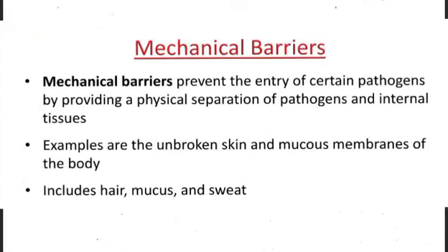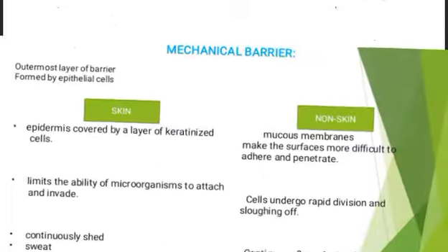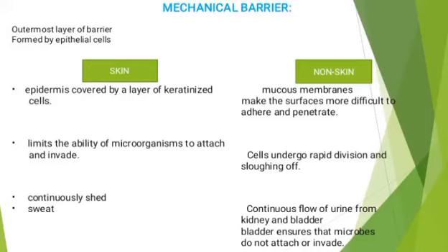What are mechanical barriers? The barriers that prevent the entry of certain pathogens by providing a physical separation of pathogens and internal tissues are called mechanical barriers. The unbroken skin and mucous membranes of the body are mechanical barriers, including hair, mucus, and sweat. A mechanical barrier is the outermost layer, and is formed by epithelial cells. Skin epidermis is a mechanical barrier. Skin epidermis is covered by a layer of keratinized cells.